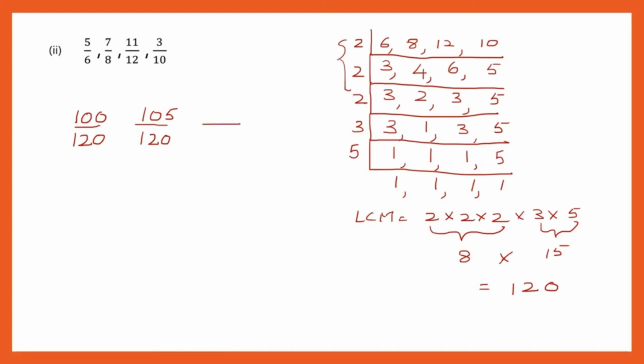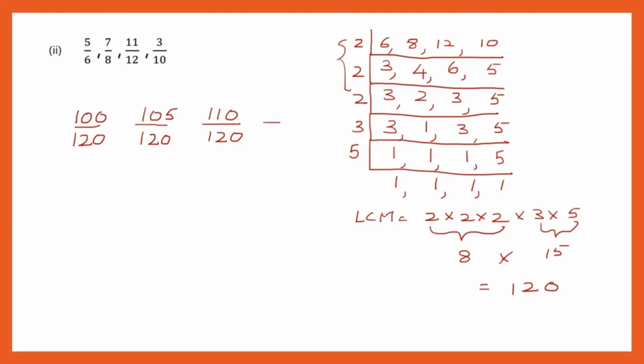Third one is 11 by 12. The denominator now has become 120. That means 12 into 10, isn't it? 12 into 10 has given us 120. So we multiply 11 also by 10. 11 tens are 110. We go on to the last fraction, 3 by 10.